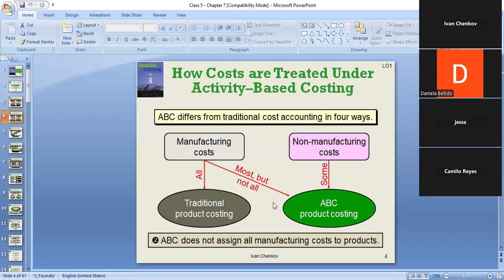The traditional costing system allocates all of the manufacturing overhead cost, regardless of whether the product uses it or not. We have it there, we have to use it. In activity-based costing, we are allocating the manufacturing overhead cost which was actually used by the product. Also, we are allocating the non-manufacturing cost, but again, only for what is actually used by the product.